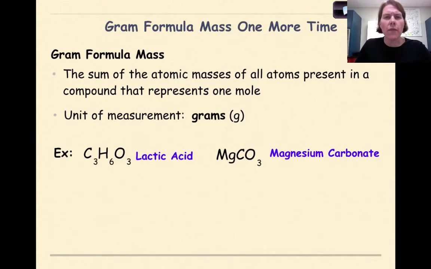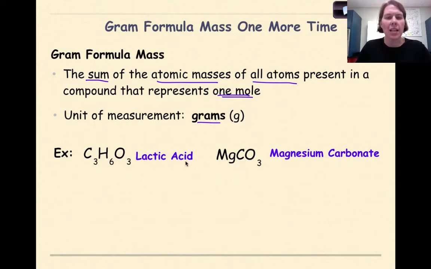So let's look at gram formula mass one more time. Now remember, the definition of gram formula mass is the sum of the atomic masses of all atoms present in a compound that represents 1 mole of a substance. The unit of measurement that we're going to use here is the gram, which is represented by a lowercase g. So let's look at two examples.